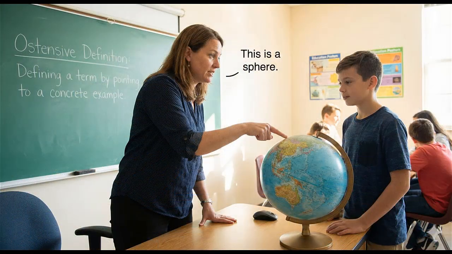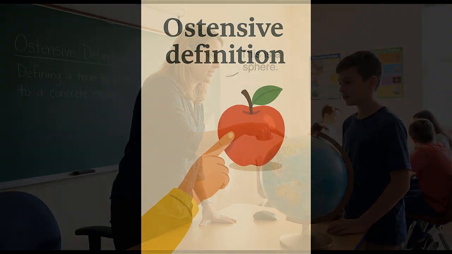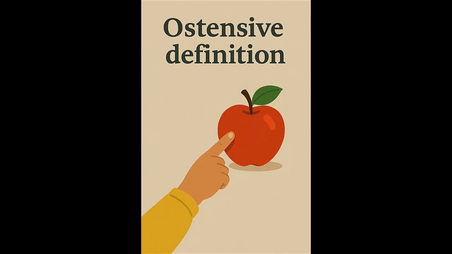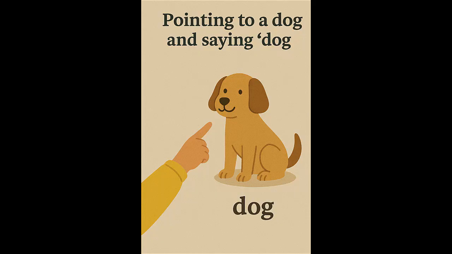Let's now move to the second type of denotative definition, an ostensive one. An ostensive definition defines a term by directly pointing to or showing a concrete example of it. For example, pointing to a red apple and saying, "This is red," or pointing to a dog and saying, "This is a dog." And showing pictures and videos would also apply.